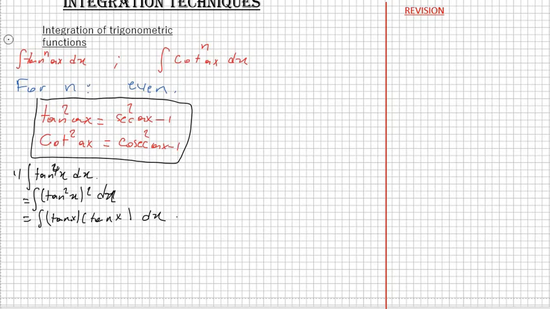So now we're gonna write tan in terms of sec. So that is the same as tan x. Okay, I'm gonna take the second tan and then write it in terms of sec. So I'm gonna have sec square of x minus 1 and then I have dx.